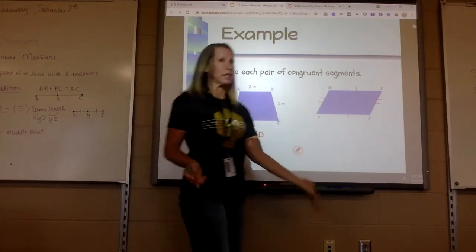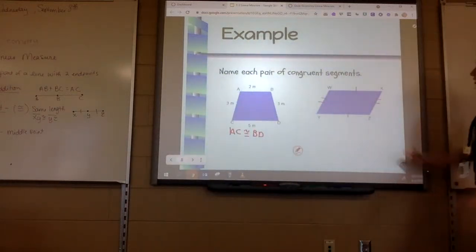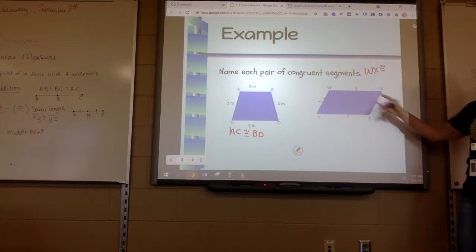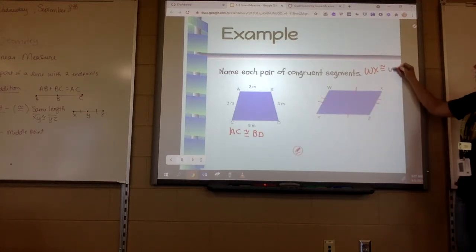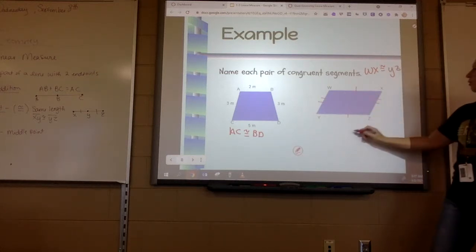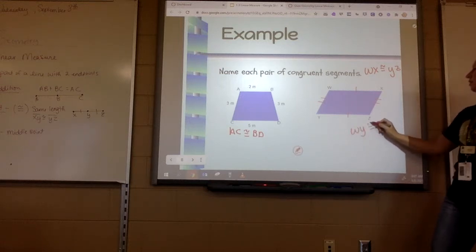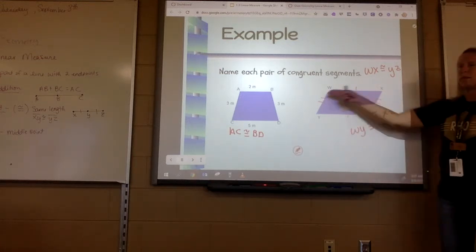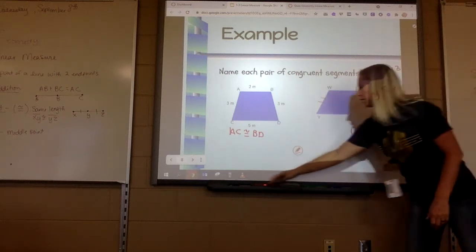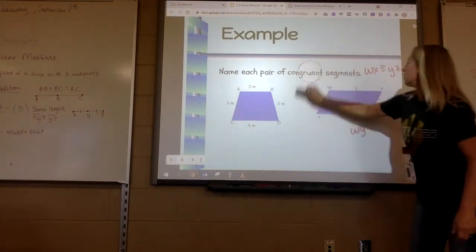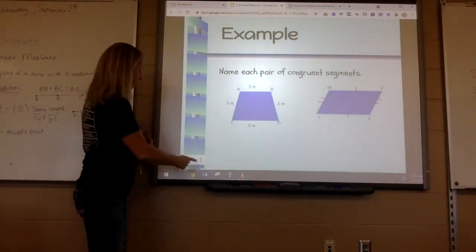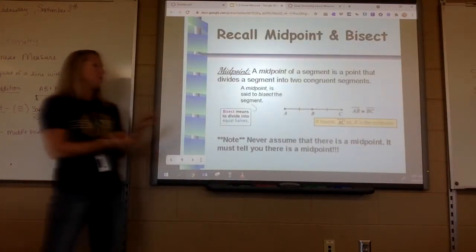Okay, now let's try it with the slashy marks. Which one would WX be congruent to? YZ. Which one would WY be congruent to? XZ. So do you see the number of slashes? That's how you determine. So you will have some problems like that where you have to determine which sides are congruent to each other, if any.